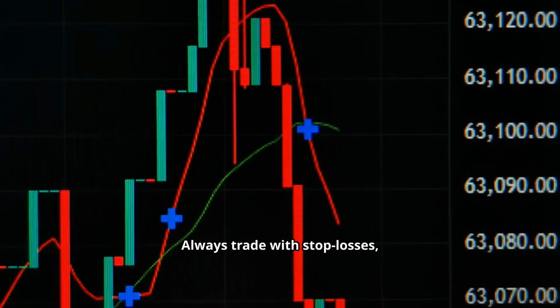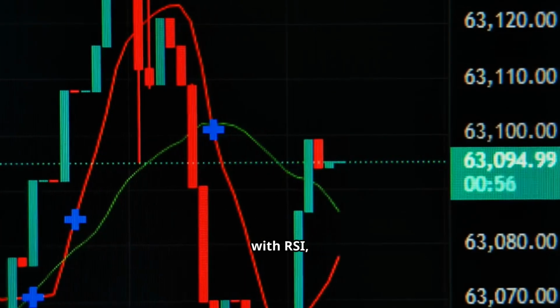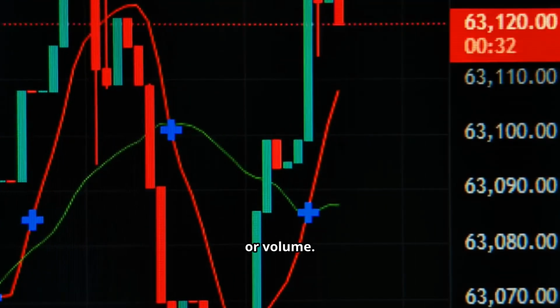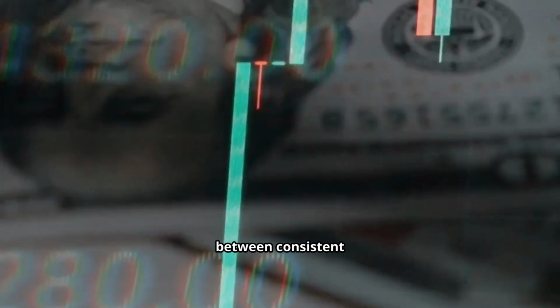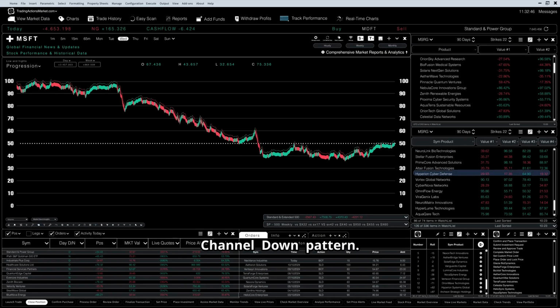Always trade with stop losses, use smaller size for counter-trend longs, and confirm signals with RSI, MACD, or volume. Risk management is the difference between consistent profits and big losses. That's how you trade the price channel down pattern.